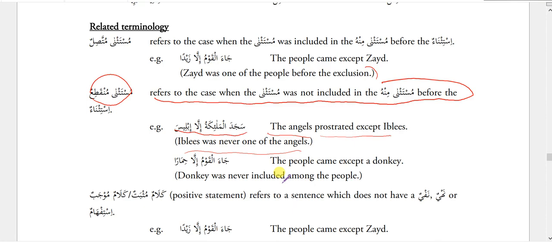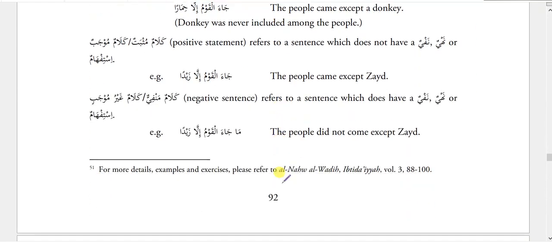For example, ja'a al-qawmu illa himaran, the people came except a donkey. So a donkey is not a part of humans. So here it is used in a sentence, but himaran was never a part of qawm. So himaran is mustasna munqati'. Then we have kalamun muthbatun wa kalamun mujabun, which both have the same meaning, which is positive statement. It refers to a sentence which does not have any harf nafi or nahi or istifham.